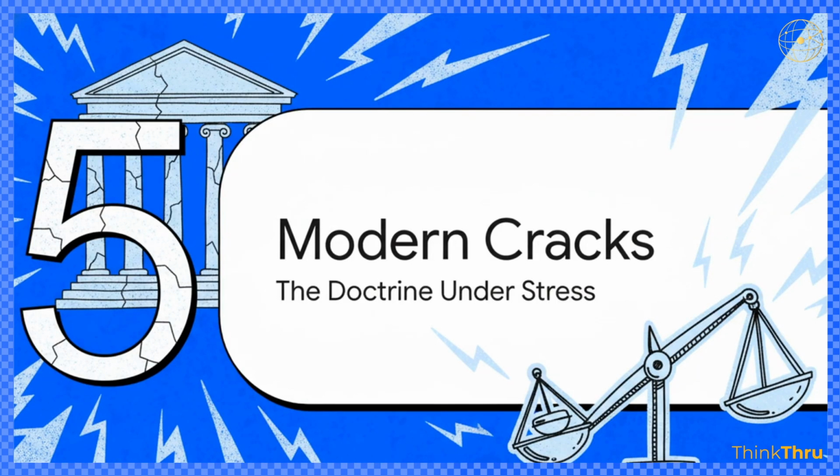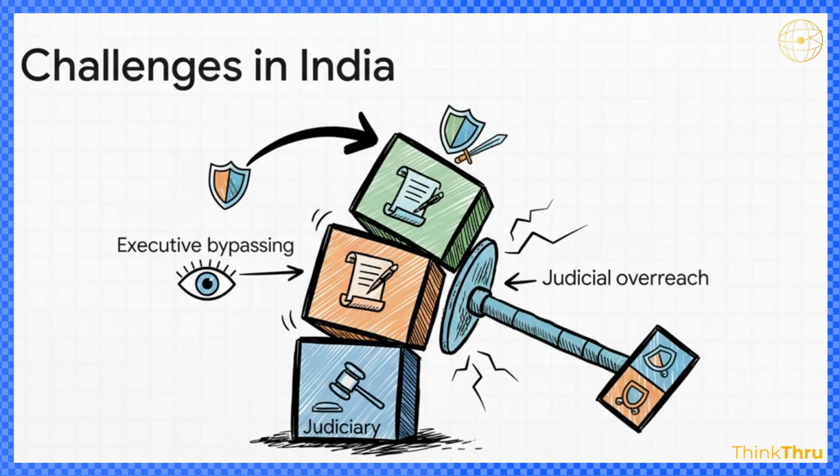So, all of this brings us to today, where this foundational doctrine, this beautiful, carefully constructed system, is facing some new and really powerful challenges all over the globe. That careful balance is, well, it's starting to wobble. In India, for example, critics are pointing to issues that blur the lines in a dangerous way. You have the executive maybe overusing those temporary ordinances to bypass the legislature.